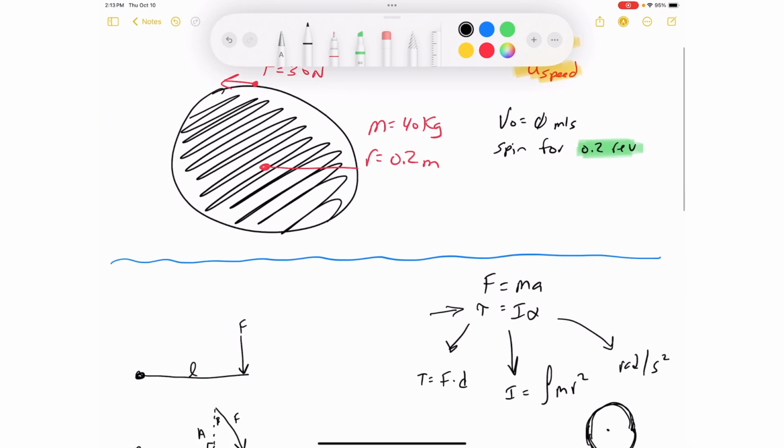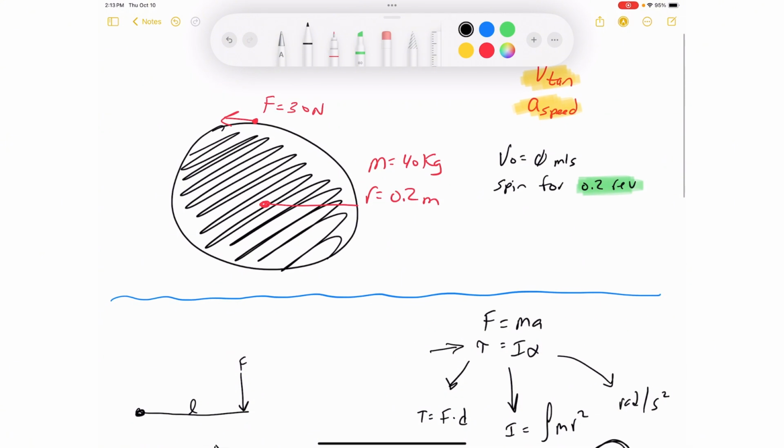Okay, because the force here at the top is 30 newtons, and it's tangent to the circle. Let me just change this. Maybe we'll do blue. It's kind of hard how I'm looking at this, but it's essentially at 90 degrees to the pivot point, i.e. the center of the circle or the disc. So this F and what we called L before are at 90 degrees. You can just multiply them together.